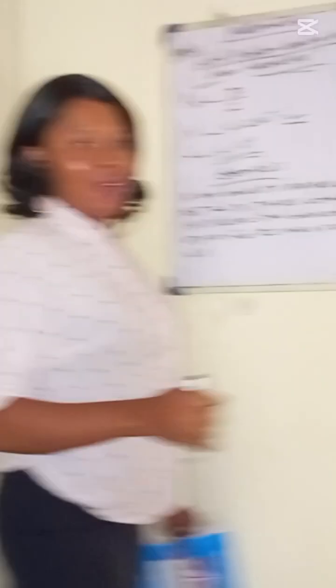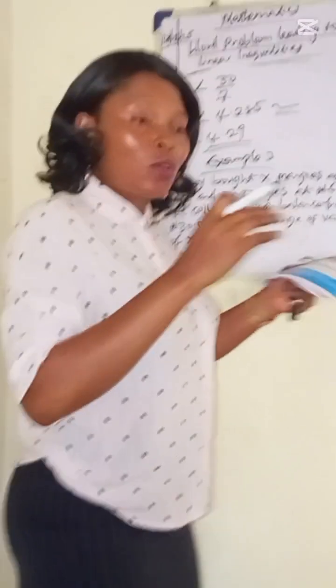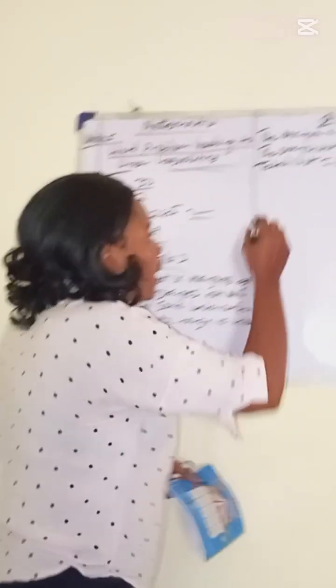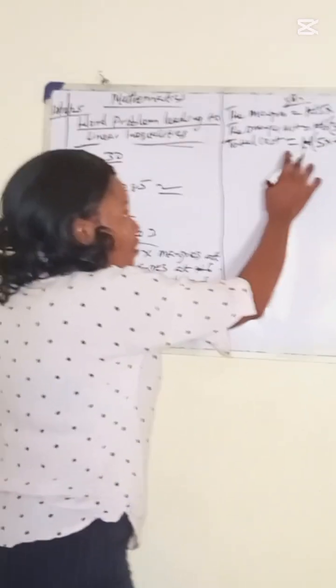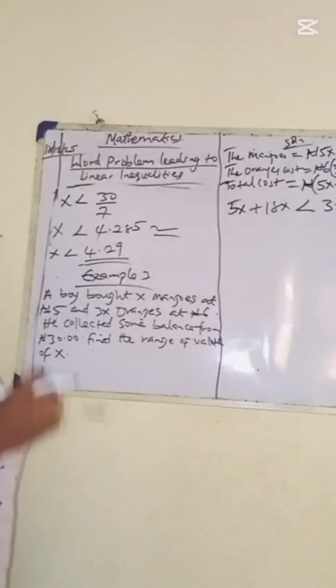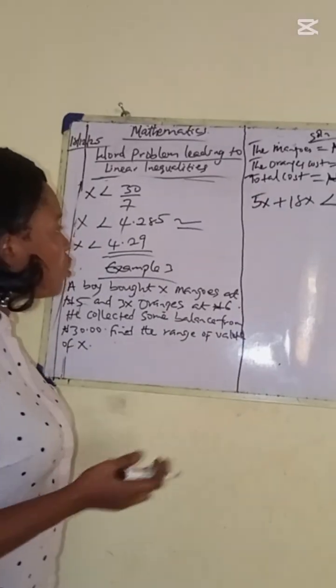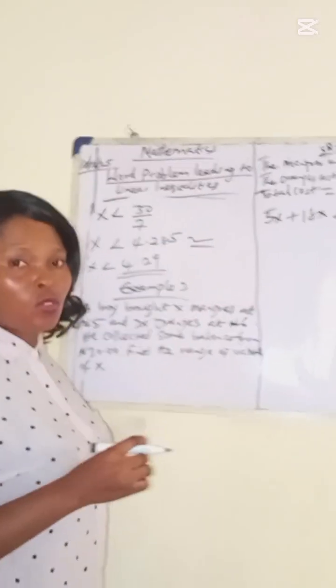Then now we'll come back to the question. He said he collected some balance from 30 naira. From 30 naira, that boy collected some balance. So it's going to be less than, because he collected the balance from 30 naira. In that case, we are going to remove the naira sign and bring out our value in order to solve the equation. So we have 5x plus 18x is less than 30. I can see now we have arrived at an inequality, so it's just for us to solve further.